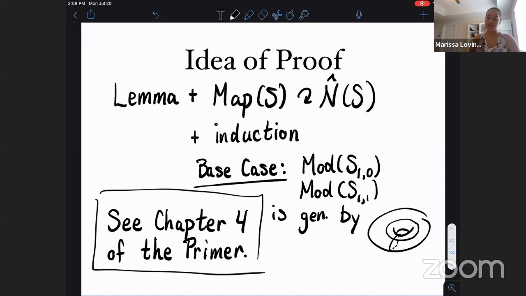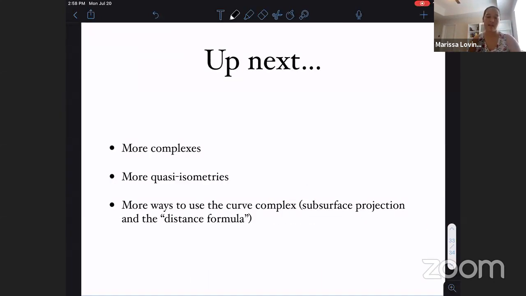Okay, so I'm going to end there. And just a sneak peek of what's coming up tomorrow is more complexes, of course. There are so many complexes that are naturally associated to a surface, and the action of the mapping class group on them can be very interesting. I'm going to introduce a coarse model of the mapping class group, and then also talk about some of the ways that we can use the curve complex to find information about the mapping class group. Okay, so that's it.